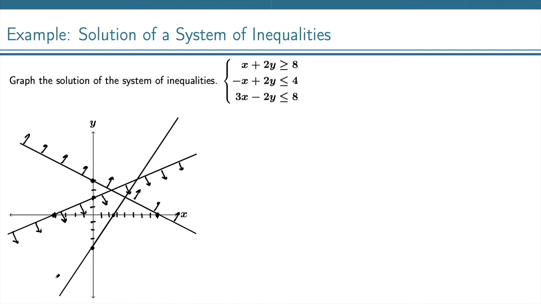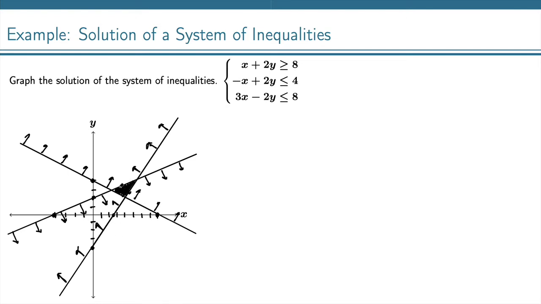And then as far as which side of that we are on, we just pick a test point. So if I pick 0, 0 as my test point, I have 0 minus 0, which is less than 8. So I know that I'm on this side of that line. And so hopefully you can see the overlap is going to be in this tiny little triangle here.